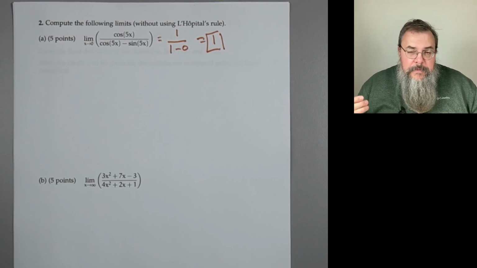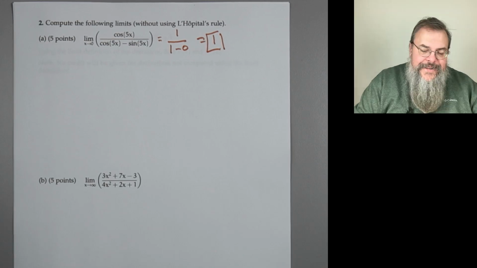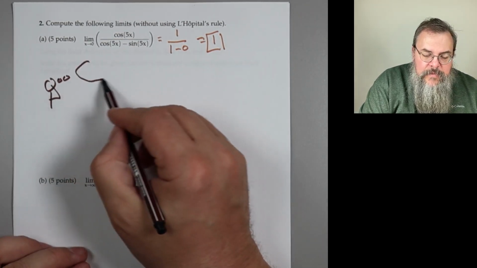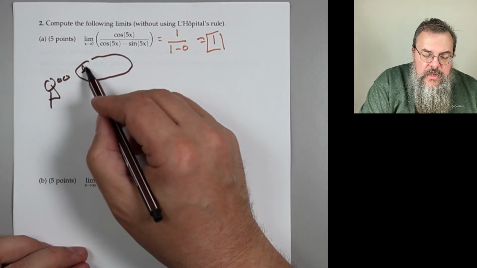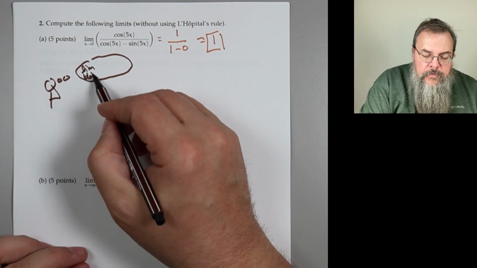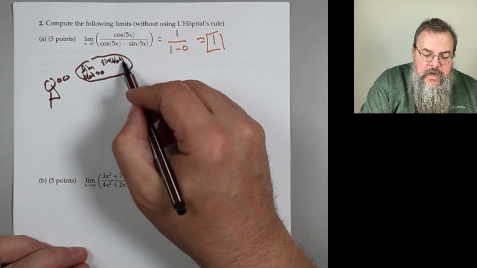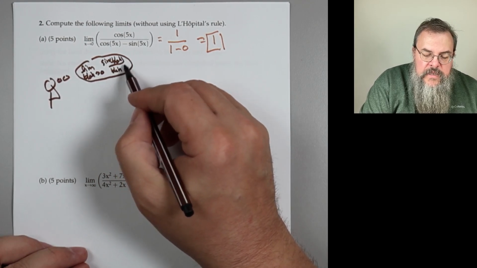Well, a lot of people might look at this type of problem and say, I have an idea. Whenever I see a sine in a limit, I remember this really cool fact, and it's totally cool. It says the limit as blah goes to 0 of sine of blah over blah is 1.